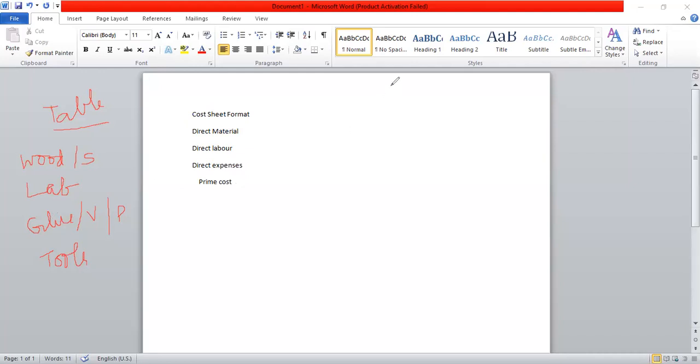So the one which is identified, we call it direct cost. The one which does not have identifiability, which cannot be identified with per unit of a product or service, we call that indirect cost. So the classification based on elements, if we are talking about elements of cost, there are three elements of cost.